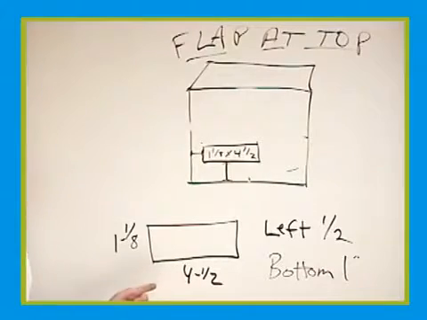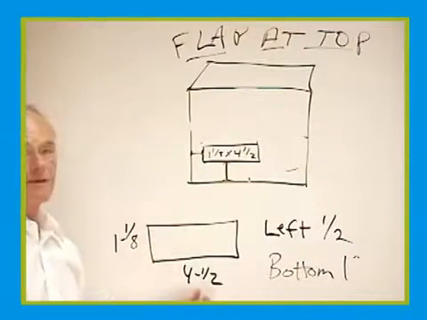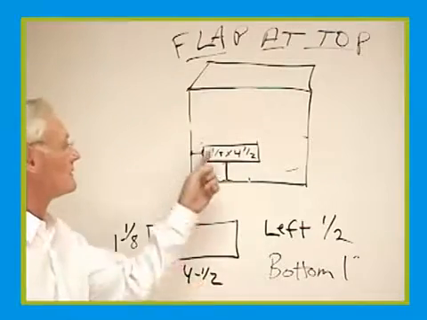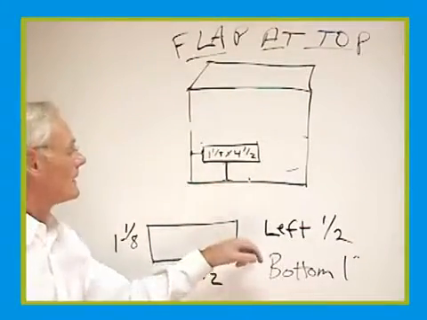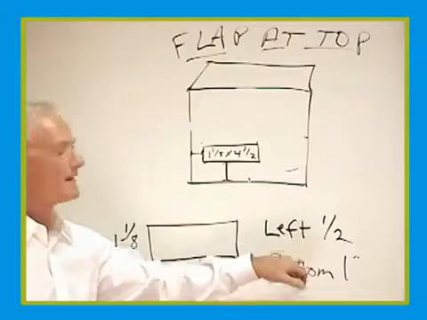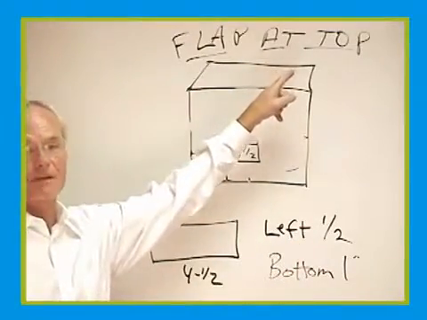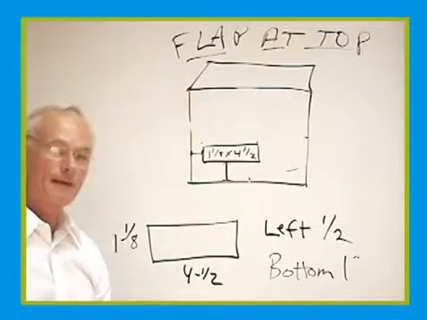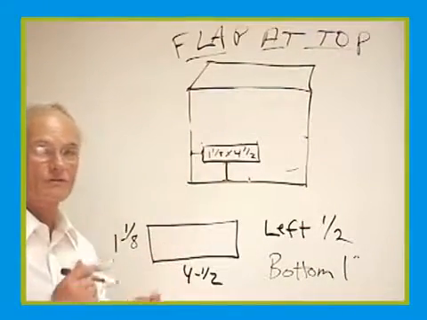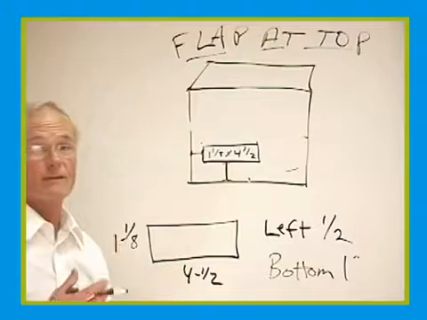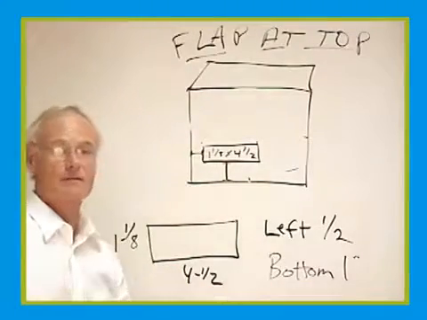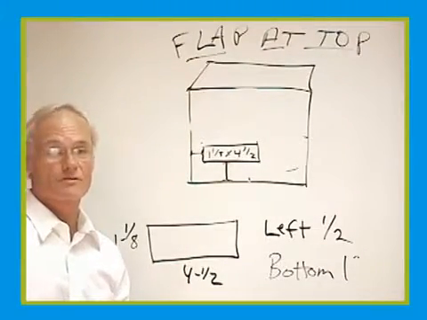Okay. When we describe this window, we would say it is a 1 1/8 by 4 1/2 window. It's rectangular, and it's positioned 1/2 inch from left and 1 inch from the bottom, with flap at top. It's always good to mention that. That way everybody knows how you're looking at it. Sometimes you may be at your desk and we may be here trying to understand what you're trying to get made.